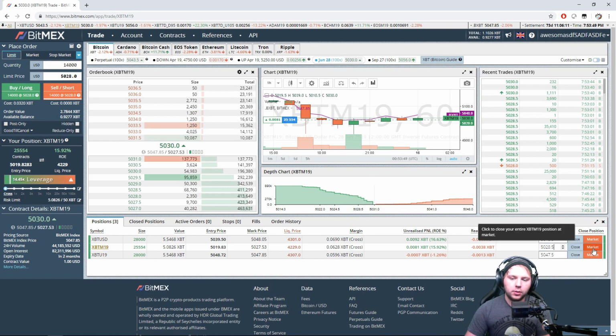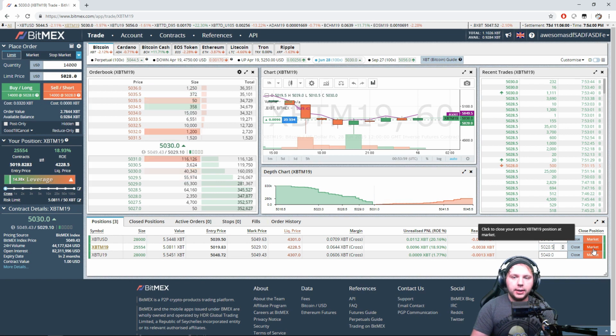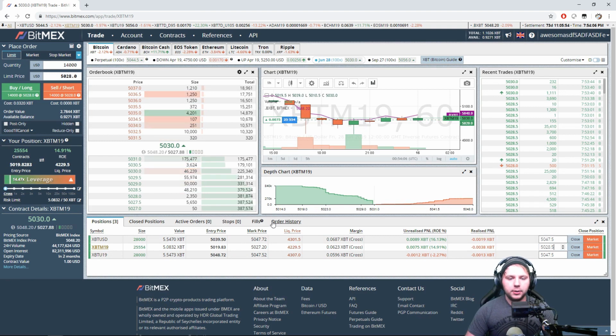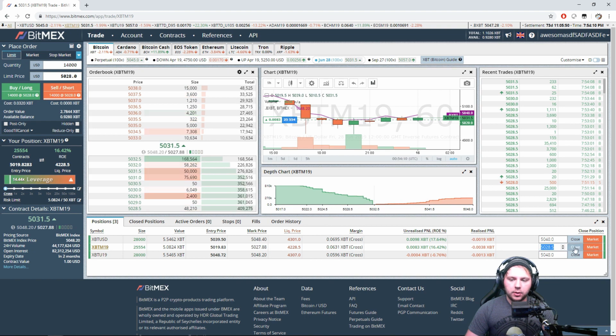You can also close it at market, but the problem is that the taker fees associated with this are taken, so you will receive a little bit less. They do charge a little bit when you close at market, so definitely note that. That's why I like to close based on the price that I enter here.